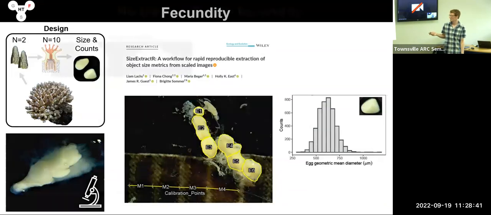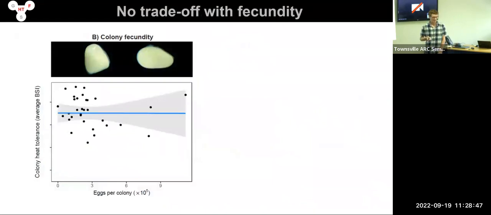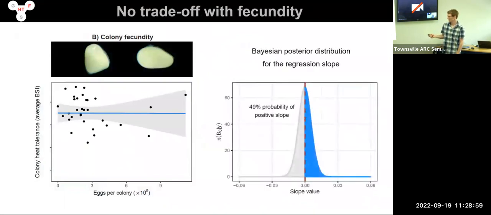Okay, so the question then is, what's the association between this fecundity measure and heat tolerance? And it's practically a flat line. This model was fit with a Bayesian estimation. So for that slope of that line, you can get a posterior distribution. And if you look at the probability that that slope is positive or negative, it's pretty much 50-50. I mean, it's flat. So it doesn't seem there's any association between this heat tolerance metric and fecundity.